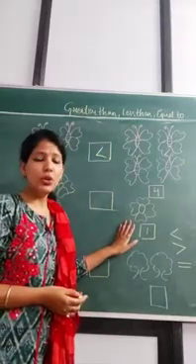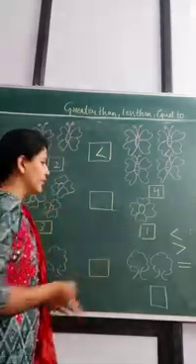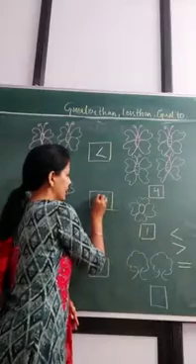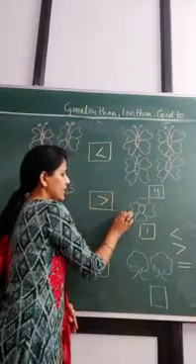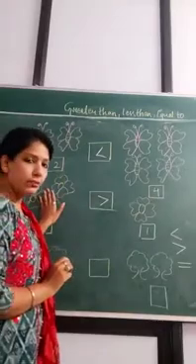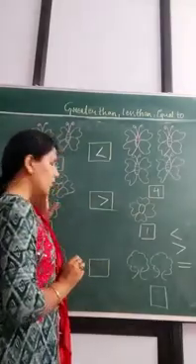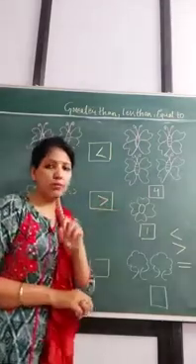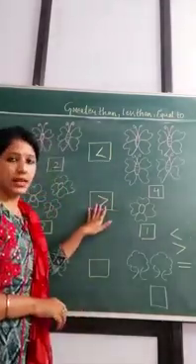So what we are going to do? How are we going to put the less than sign? Yes, this is the less than sign. Yes, this is less than. Got it? In this side there are a greater number of flowers, more flowers, and this side only 1 flower. So this sign represents less than.